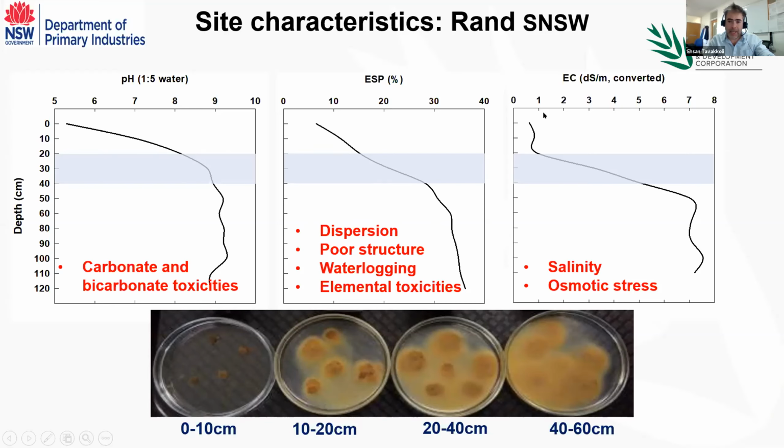And salinity here, which is electrical conductivity. Again, in Australia, anything above 4 is considered saline. It's about 6 or 7 when it hurts crops like wheat and barley. And basically, you have osmotic stress or some sort of sodium and chloride toxicity symptoms. And as you can also see in these Petri dishes, the topsoil is not dispersive. As you increase the depth, it can be dispersive.